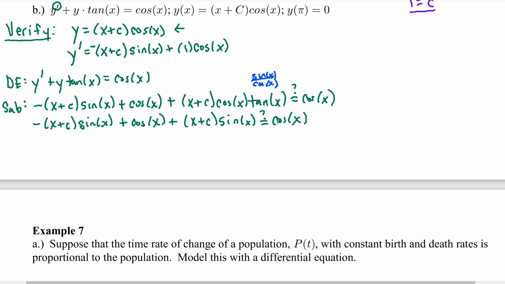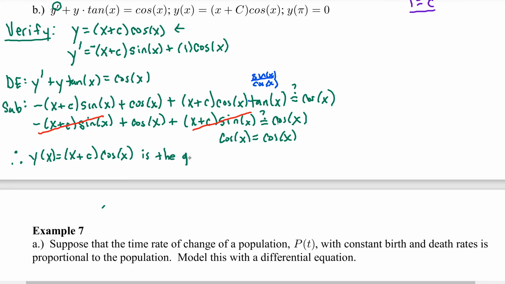Now looking here at the very first and last terms on the left side, these two are opposite in sign, so they cancel. And we do, in fact, obtain a balanced equation. Cosine of x equals cosine of x. We can say our conclusion is therefore y of x equal to x plus c times cosine of x is the general solution to the given differential equation y prime plus y tangent of x equals cosine of x.